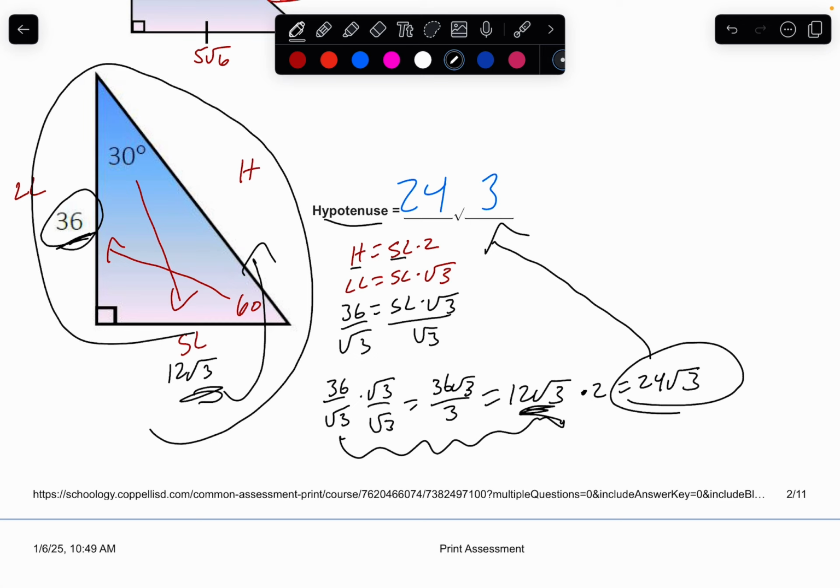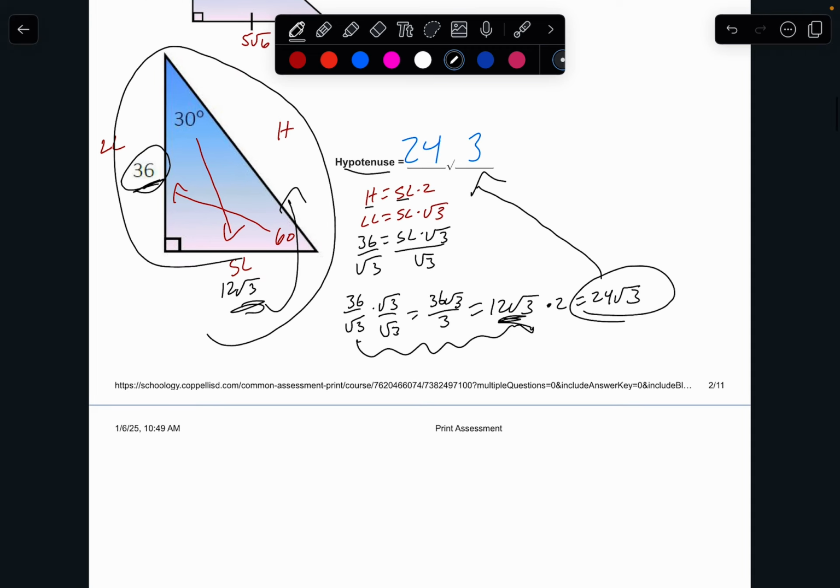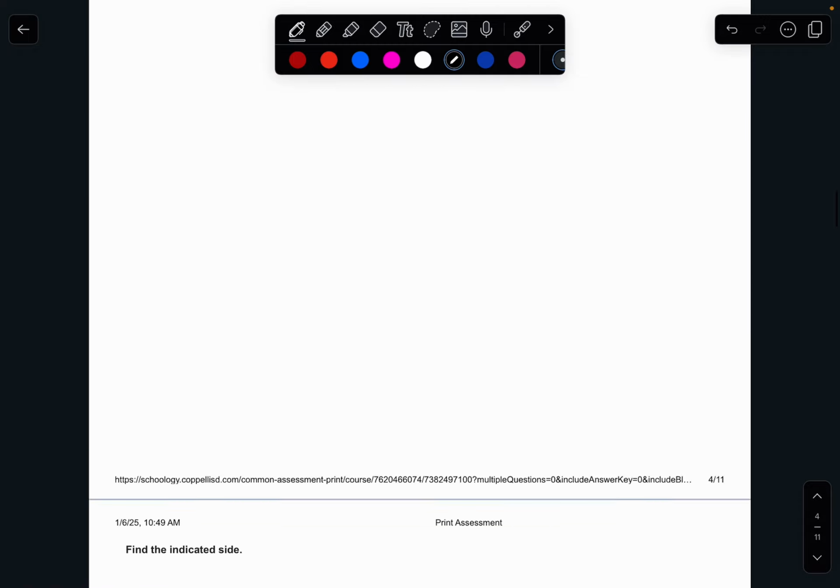The goal is to be able to solve a 30, 60, 90 or a 45, 45, 90 in about 5 seconds. That would be the goal. That's not going to be easy. You have to be really good at knowing when to multiply, when to divide, how to rationalize denominators. Keep working at it. That is the goal.